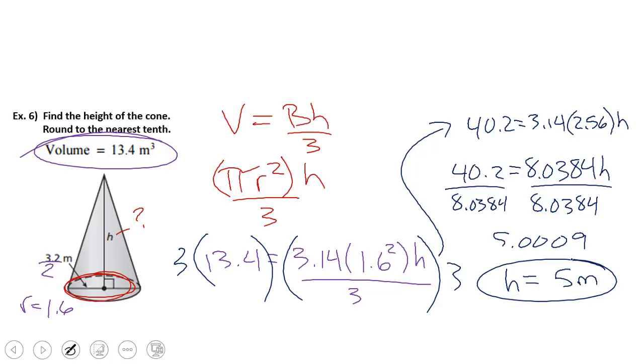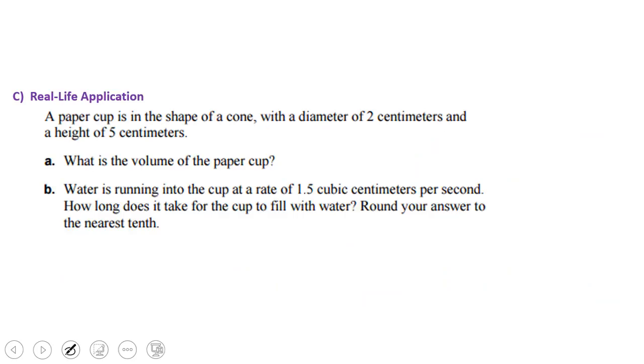So that's how we take the volume that we know of a cone, using the formula to find the height. So our real life application: a paper cup in the shape of a cone. The diameter is 2 centimeters and the height is 5 centimeters. Question A, what is the volume of the paper cup?